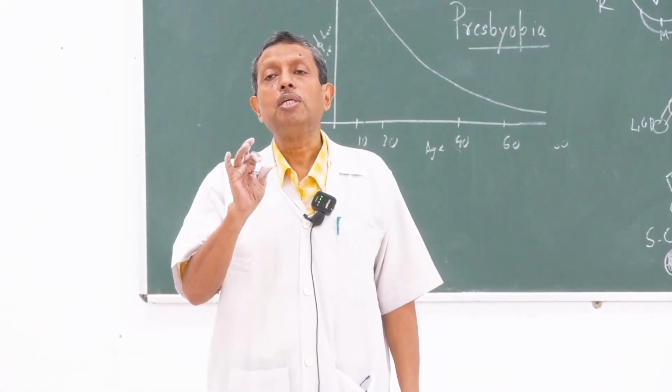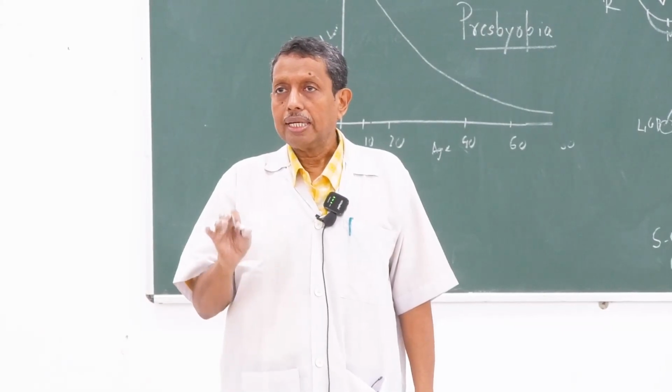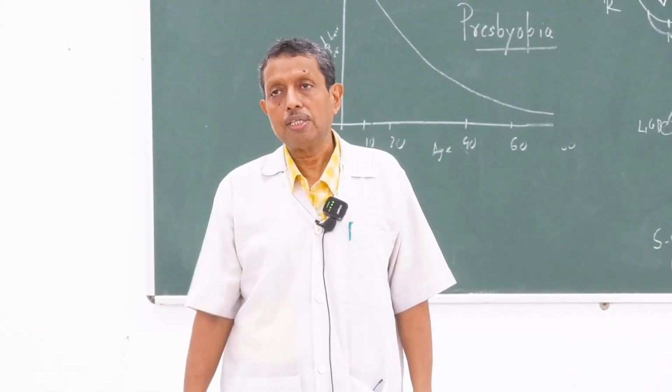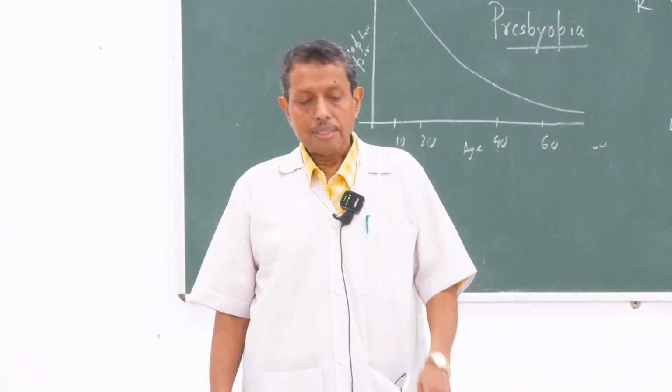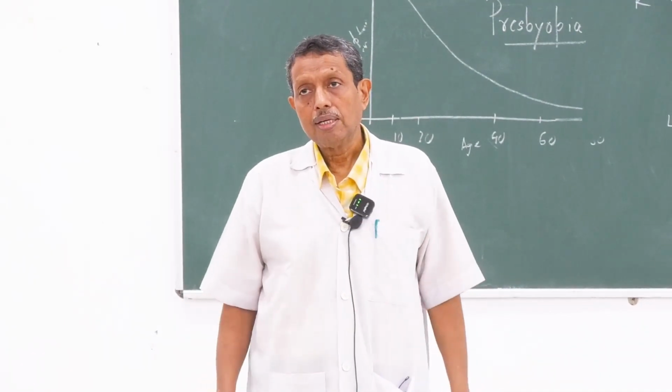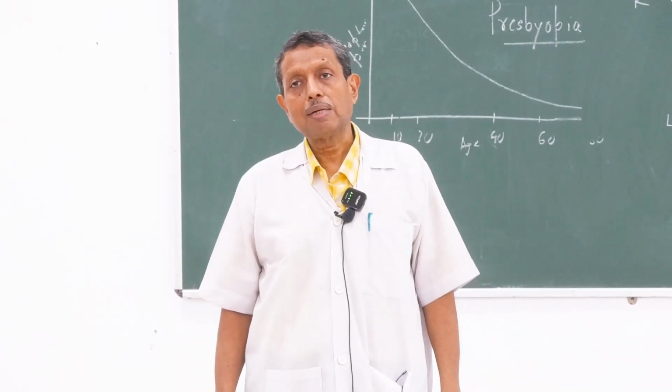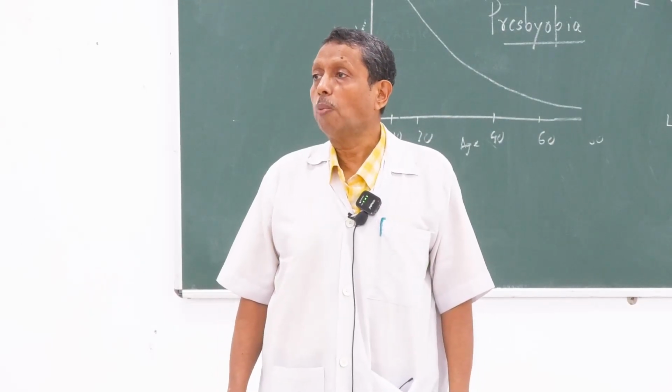Now, the visual cortex has different types of cells, and there are 6 layers. We discussed the on-center cell and off-center cell.